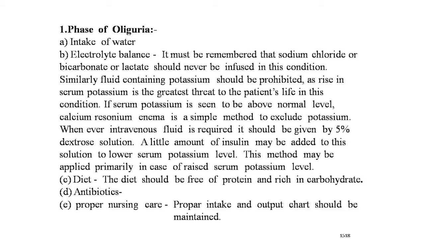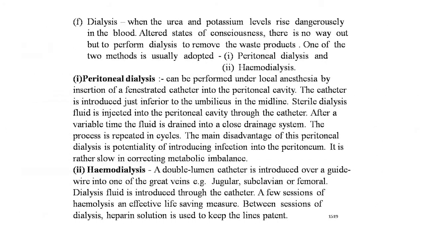Now third is the diet. Diet should be free of protein and rich in carbohydrate. Approximately 2000 calories are required per day. Fourth is the antibiotics. These patients are prone to be affected by various infections, so antibiotics are necessary. And the next point is proper nursing care. Proper intake and output chart should be maintained. Blood pressure, pulse rate and respiratory rate should be noted every 4 hours. ECG monitoring.